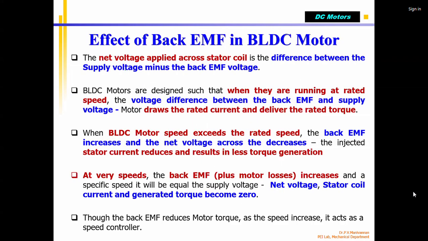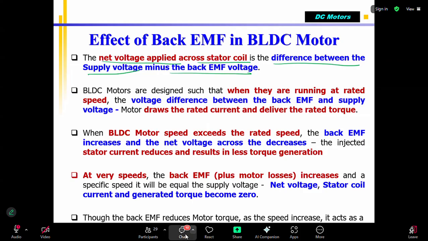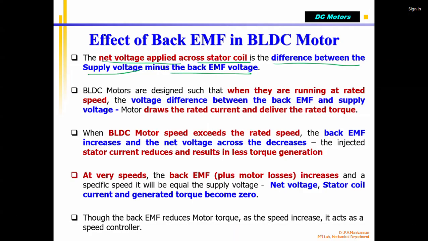Okay. Now, the net voltage applied across the stator coil is the difference between the supplied voltage minus the back EMF voltage. Correct? The supplied voltage we have already modified, but it creates a current which is nothing but trapezoidal in nature. Automatically, that is equal to generation of a trapezoidal supply voltage. Correct? That will be subtracted from the back EMF and that resultant voltage will be applied.